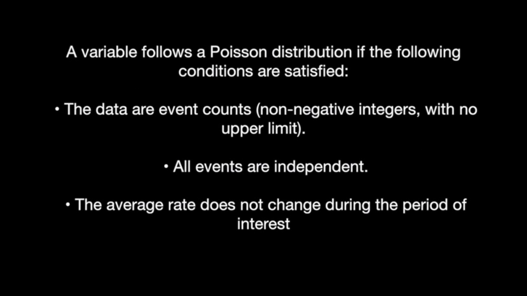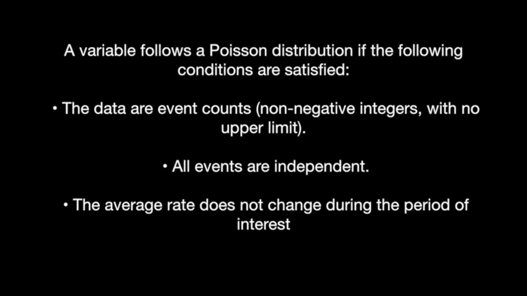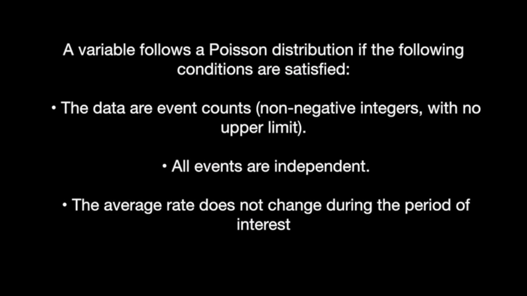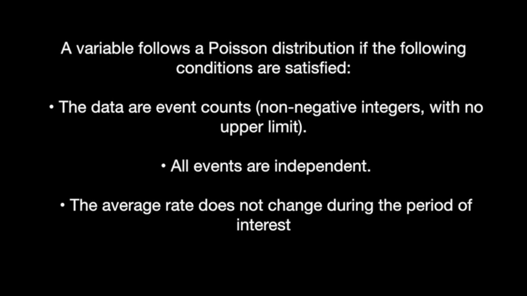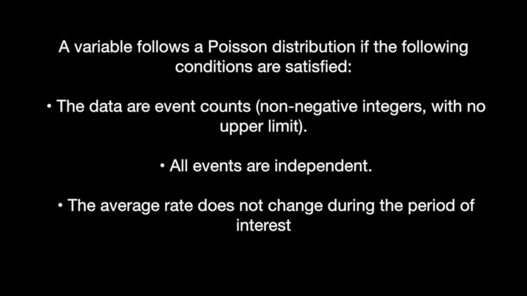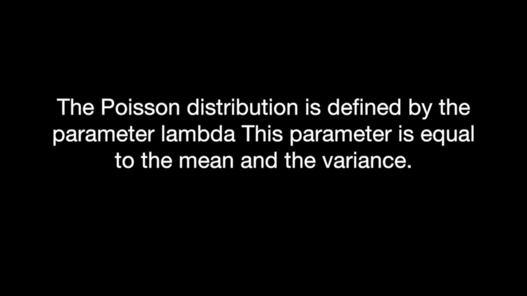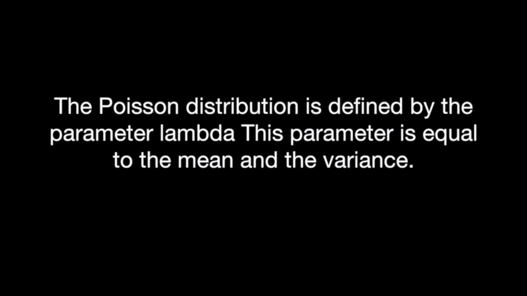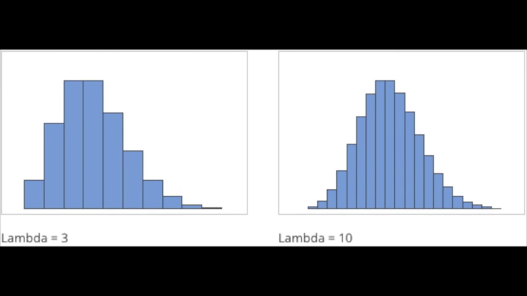A variable follows a Poisson distribution if the following conditions are satisfied. The data are event counts that are non-negative integers with no upper limit. All events are independent, and the average rate does not change during the period of interest. The Poisson distribution is defined by the parameter lambda. This parameter is equal to the mean and the variance. As lambda increases, the Poisson distribution approaches a normal distribution.